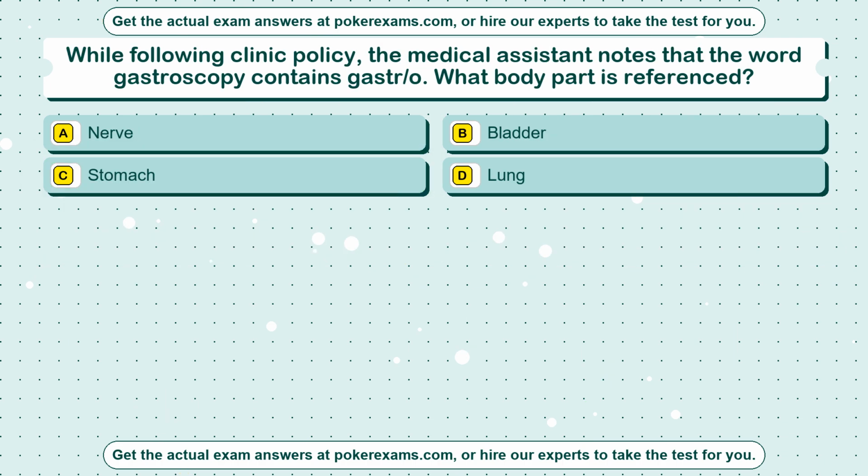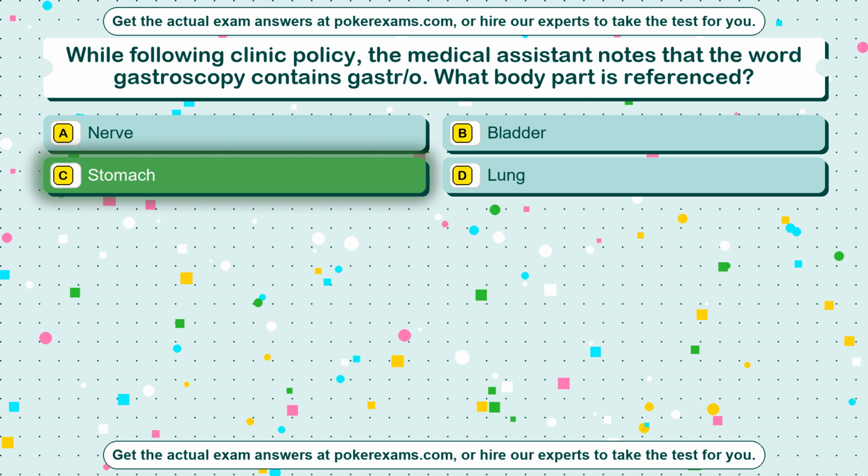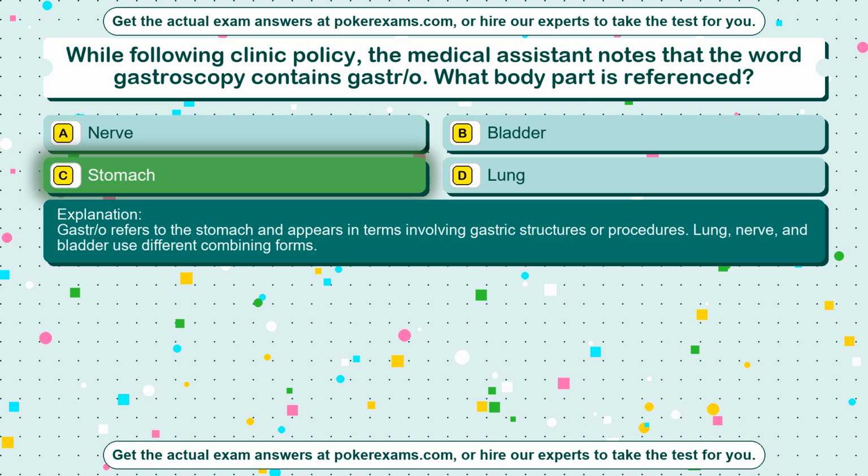Question 58. While following clinic policy, the medical assistant notes that the word gastroscopy contains gastr/o. What body part is referenced? Option A, nerve. Option B, bladder. Option C, stomach. Option D, the lung. The correct answer is option C, stomach. Gastr/o refers to the stomach and appears in terms involving gastric structures or procedures. Lung, nerve, and bladder use different combining forms.